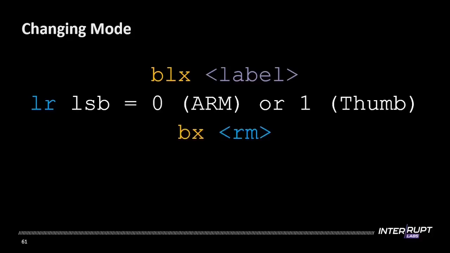When it comes to returning, there is this BX instruction, which branches to the address provided in the register, which is generally the link register, and sets the mode based on the least significant bit. Okay, on to exercises for ARM32 control flow.